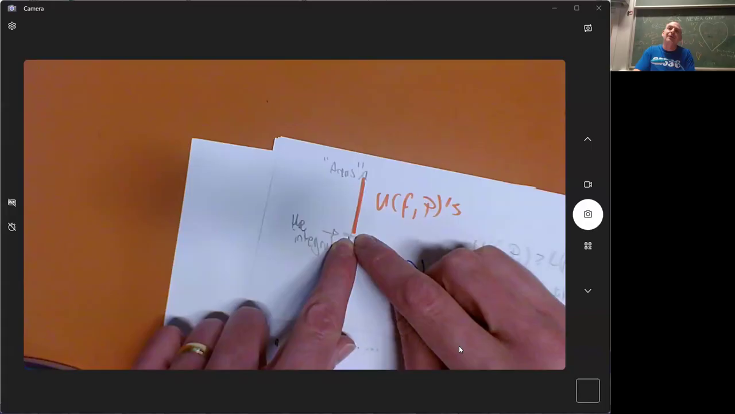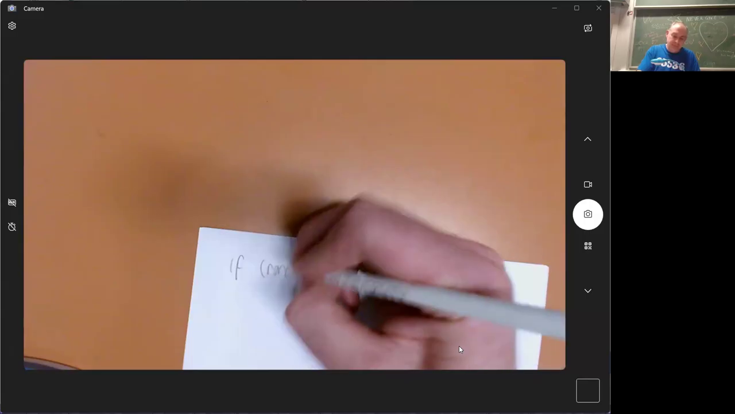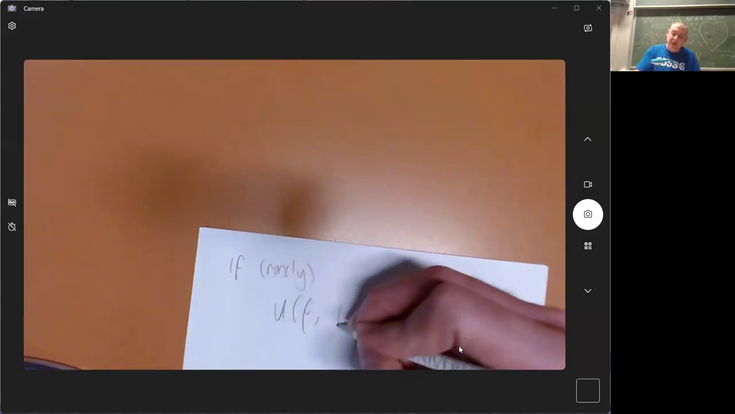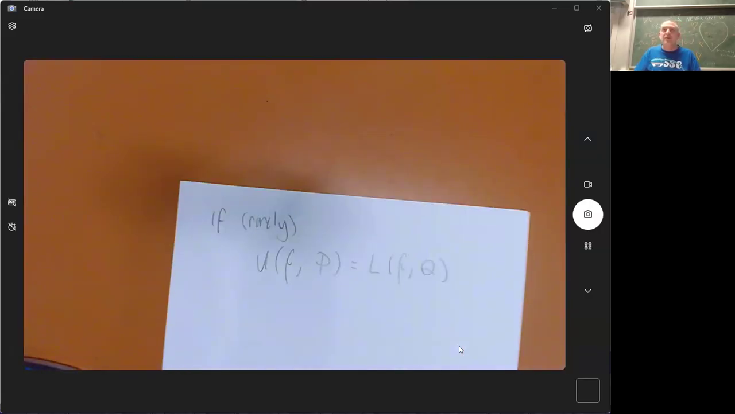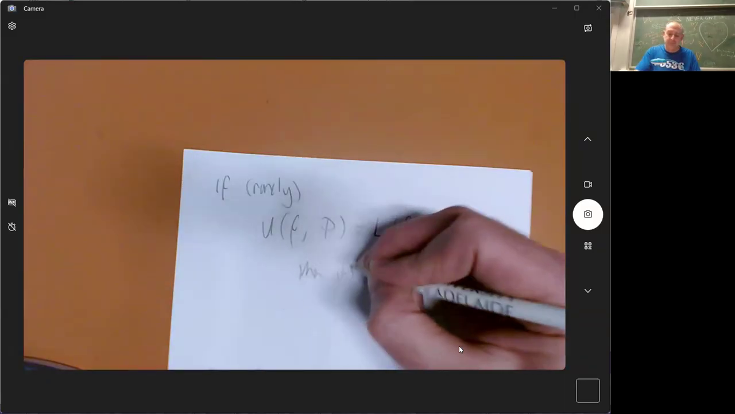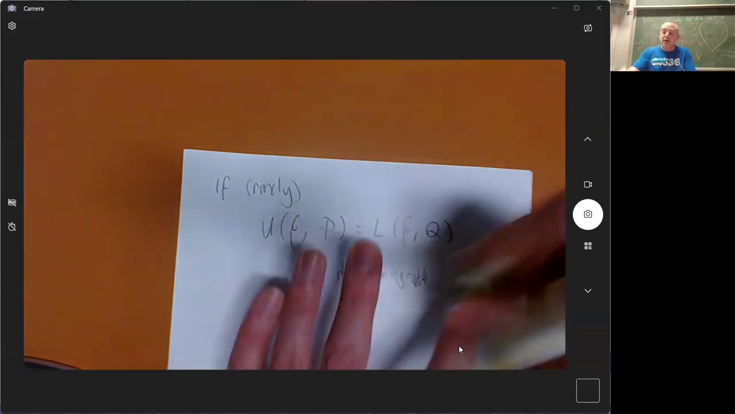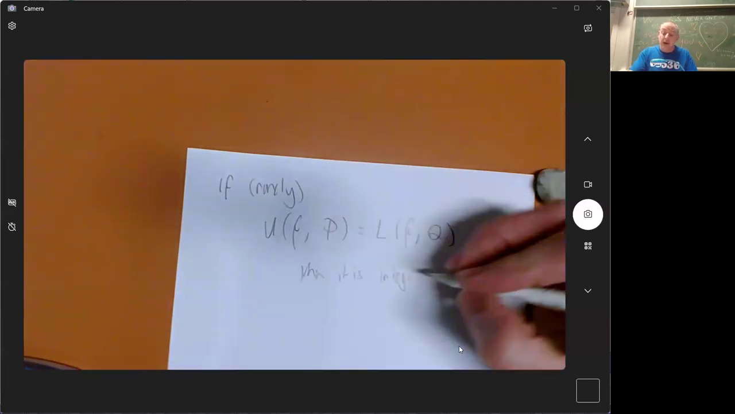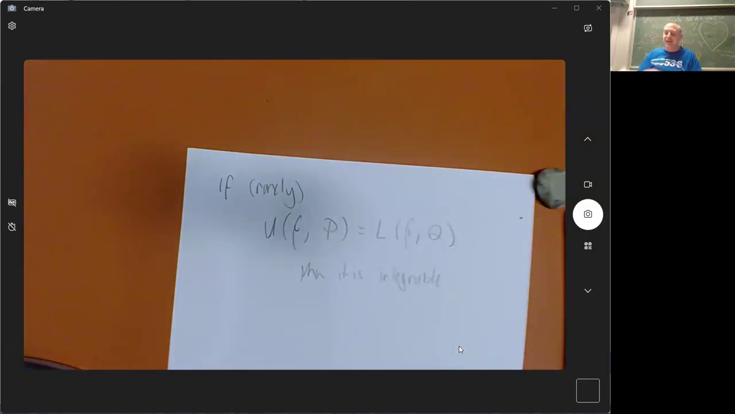Yeah, because it's suprema. But you are 100% right, and I really want to write it down. If, magically and rarely, the upper sum for one partition was equal to the lower sum for some other partition, then it is guaranteed to be integrable. Yeah, so a function that is made of constant pieces, that would happen. That's cool!